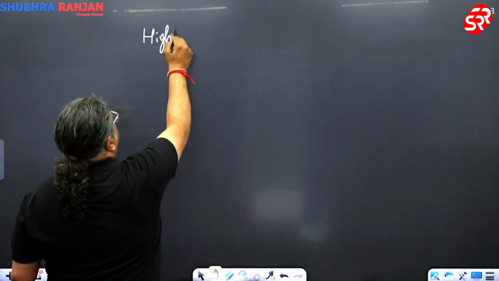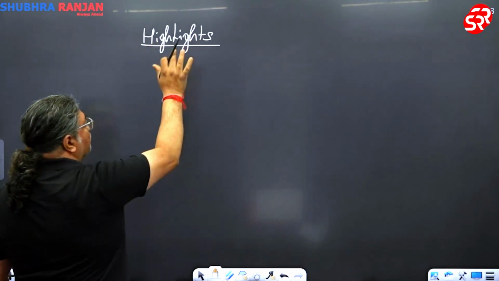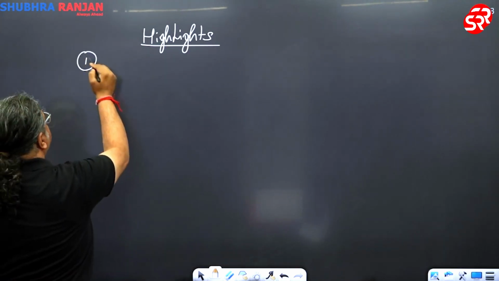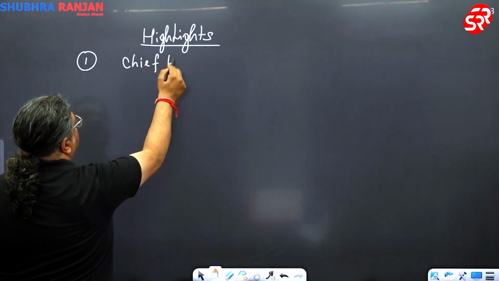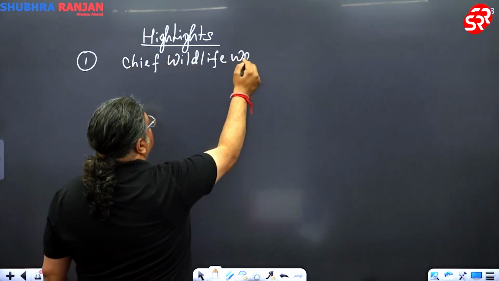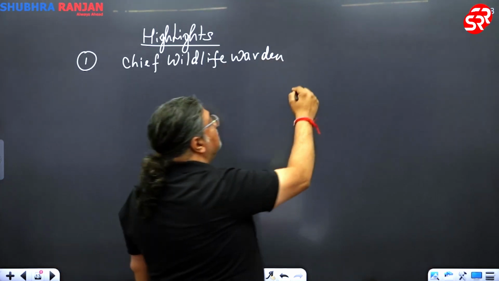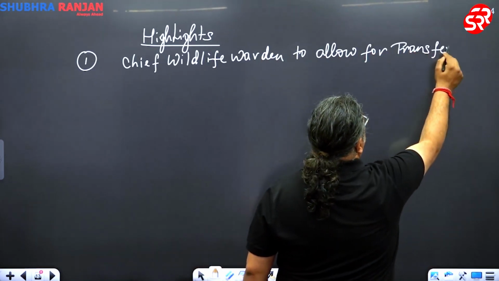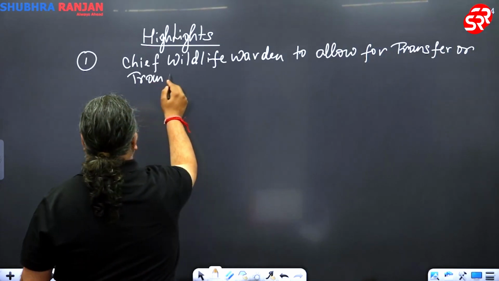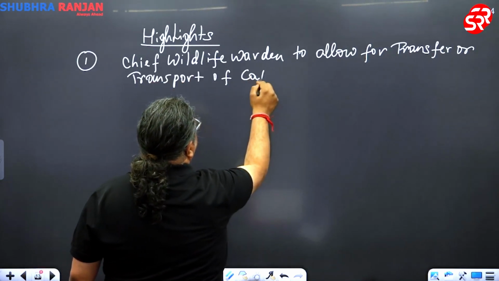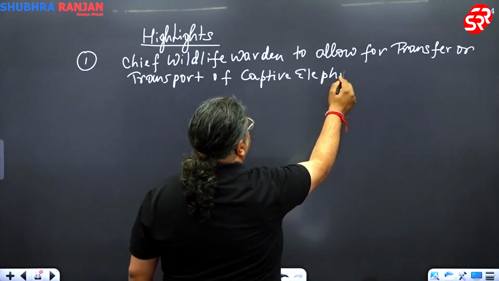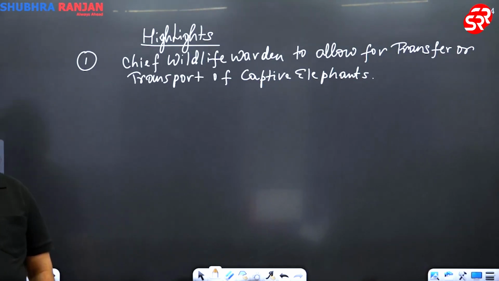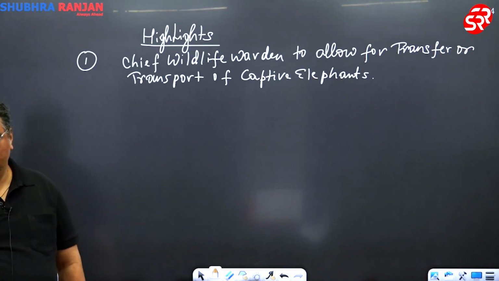see, whenever you come across any law or rules, you should always be looking at the main provisions. What exactly has the Government of India tried to amend there? So here it has given, first thing, the Chief Wildlife Warden. Every state has the post of Chief Wildlife Warden to allow for transfer or transport of captive elephants. So the authority which gives this kind of permission, right, that is the Chief Wildlife Warden in the state. One has to apply before moving an elephant.